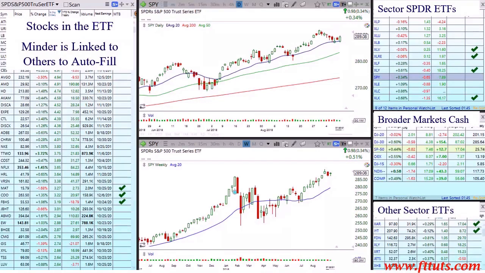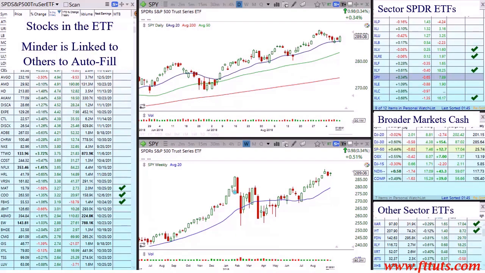And this is that same page that I showed you before, where you have stocks in the ETF that are linked, and as you click on those particular ETFs or the broader market, it's going to fill that particular minder in with the information that you put in it. And then you start going through and looking at the charts. I'm looking at my daily with my 20, 50, and 200. I've got my weekly on there, 20 MA, which I've already told you is what the 100 MA is. You don't have to put the 100 on your daily chart.